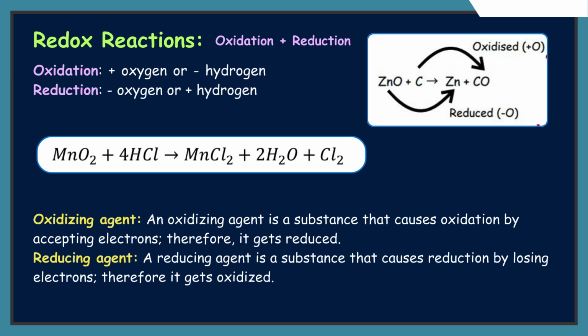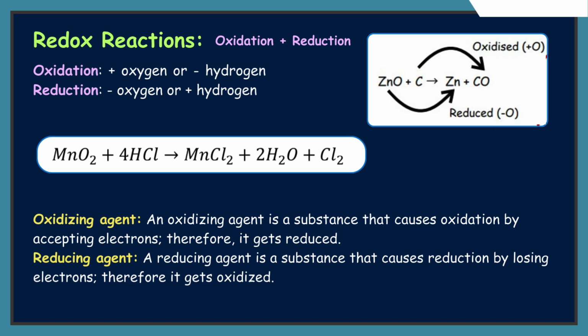Some things get oxidized, meaning they gain oxygen or lose hydrogen, and some things get reduced, meaning they lose oxygen or gain hydrogen. You'll also see zinc oxide reacting with carbon. In this case, zinc oxide loses oxygen to become zinc, so it is reduced, while carbon gains oxygen to become carbon monoxide, so it is oxidized.